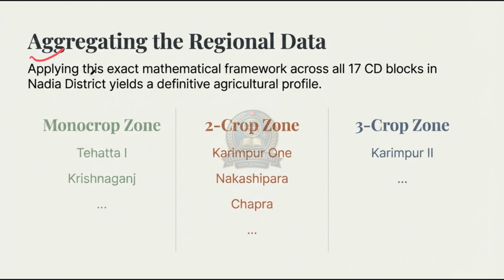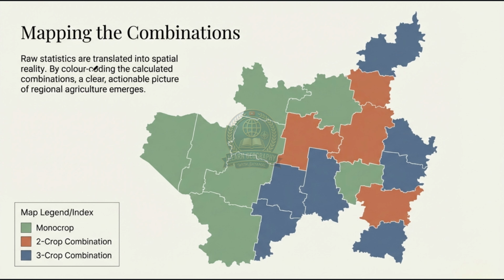Aggregating the regional data, applying this exact mathematical framework across all 17 CD blocks in Nadia district yields a definite agricultural profile. Monocrop zone: Tehatta, Krishnaganj. Two-crop zone: Karimpur 1, Nakashipara and Chapra. Three-crop zone: Karimpur. Mapping the combinations, raw statistics are translated into spatial form by coding the calculated combinations. A clear, actionable picture of regional agriculture emerges like this.